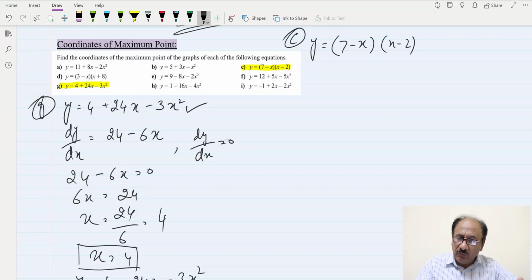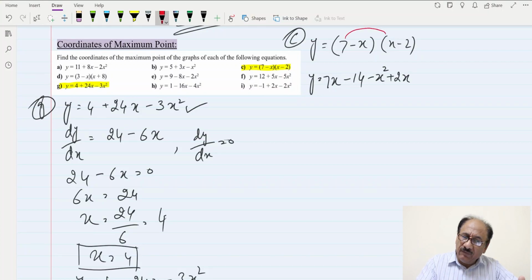So we'll have to multiply basically first. 7 multiplied by x will be 7x, and 7 multiplied by minus 2 will be minus 14. Then minus x multiplied by x will be minus x squared, and minus x multiplied by minus 2 will be plus 2x. So what we have done, we have multiplied 7 with x, then 7 with minus 2, then minus x with x, and minus x with minus 2. This is the order of multiplication which I have done.